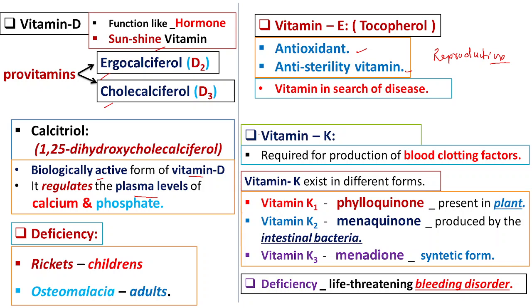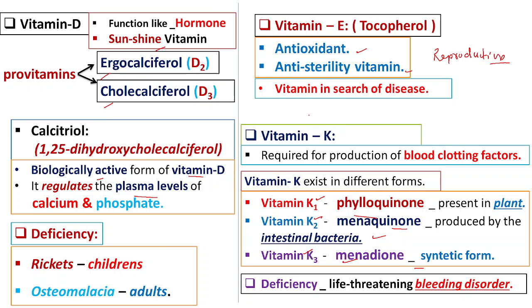Next one is vitamin K. It occurs in three different forms: vitamin K1, K2, and K3. K1 is phylloquinone, present in plants. Menaquinone, K2, is produced by the intestinal bacteria. This vitamin is produced in our intestine by bacteria. K3 is menadione. It is a synthetic form which is produced in the lab.